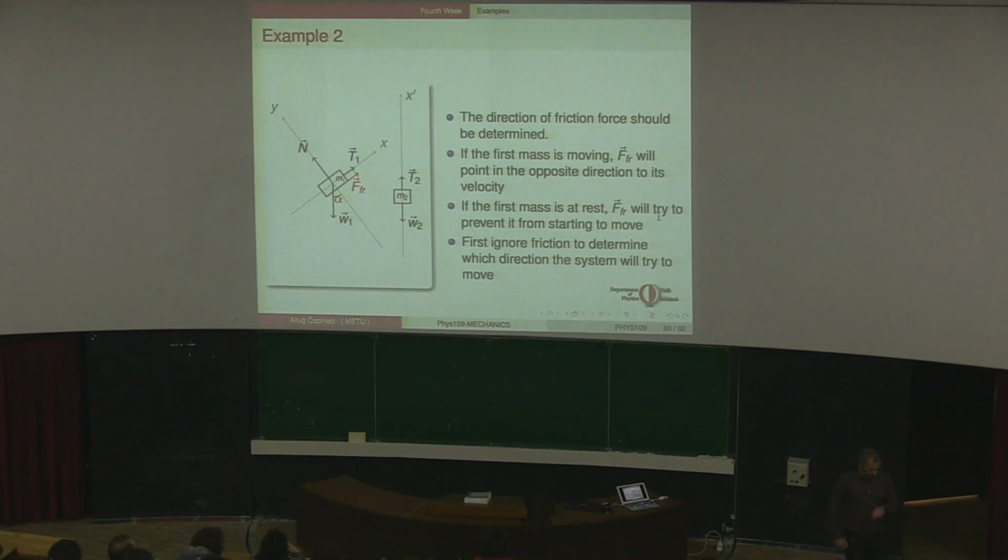Now, let's come to the friction force. It depends on the initial conditions. If you are told that initially the first mass, m1, is moving, then we know that the friction force will point in the opposite direction. If it is at rest, then the friction force will try to prevent it from starting to move. So to determine what the system is actually trying to do, let's first ignore the friction force. That will tell us what the system will be doing in the absence of friction force. That will be what the system will be trying to do in the presence of the friction force.